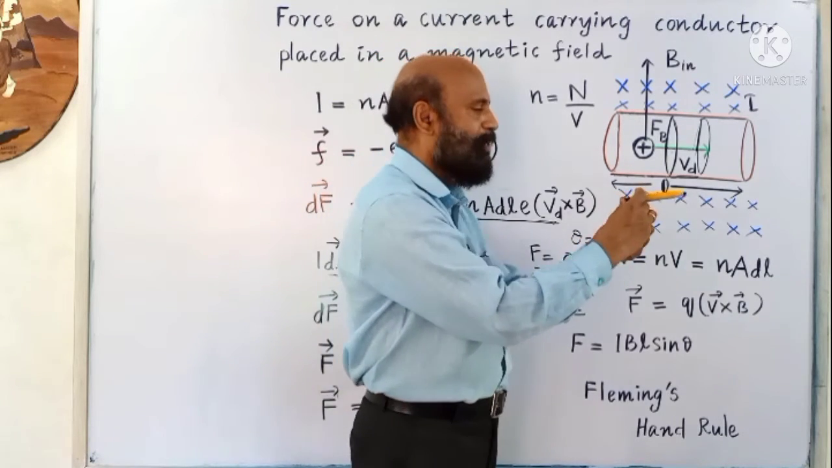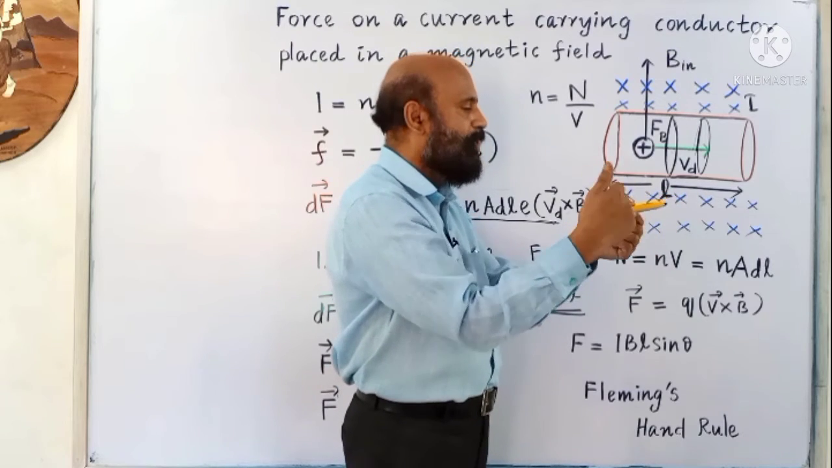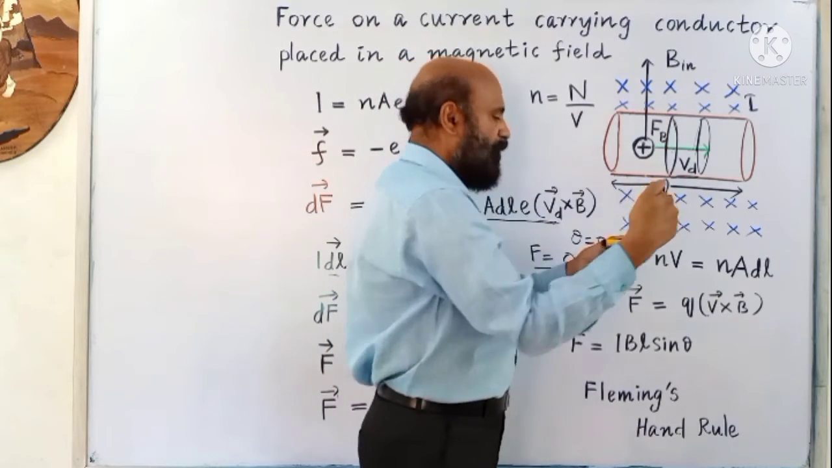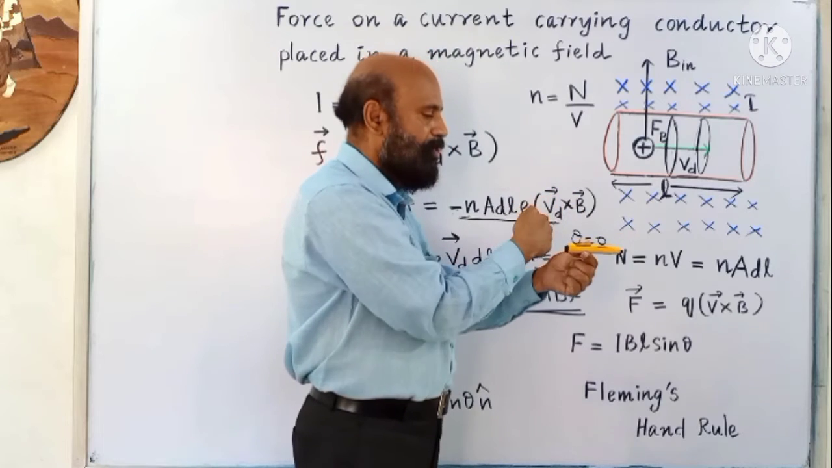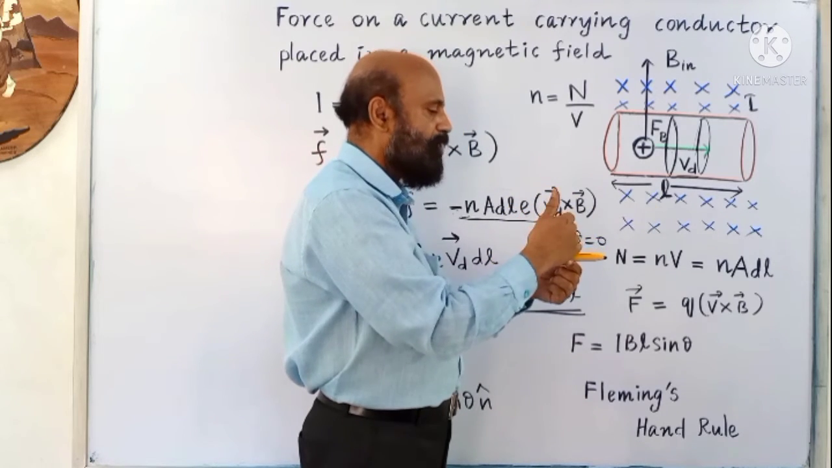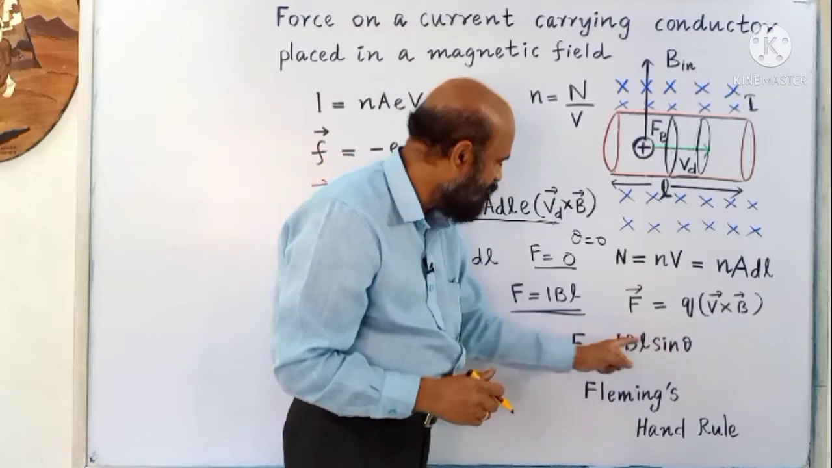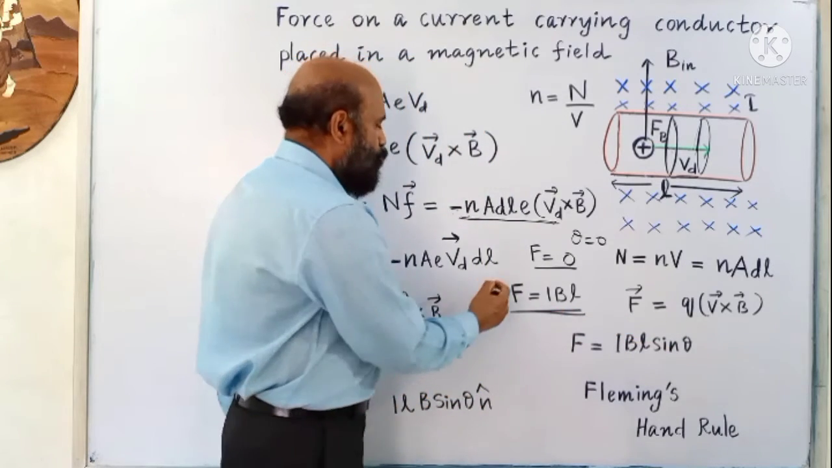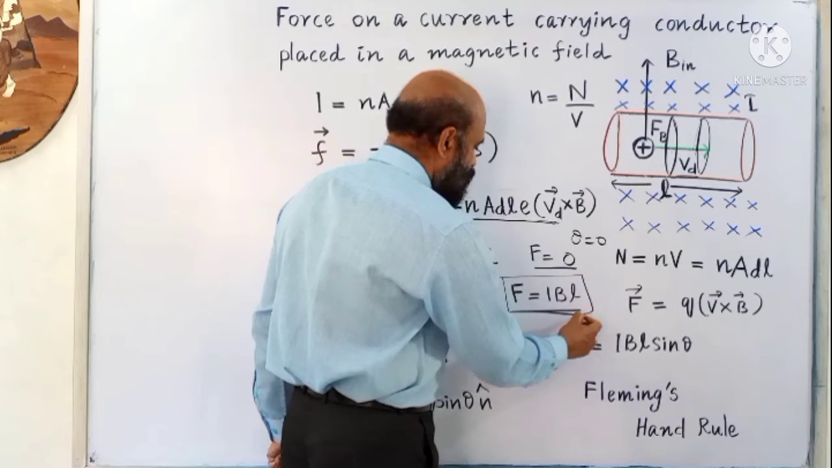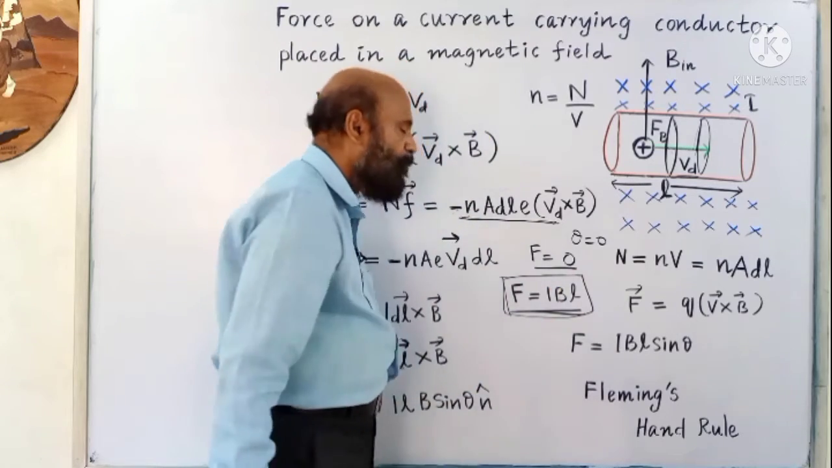Suppose the conductor is kept like this, the field is directed inward, and the current is that side. So theta is 90 degrees, sine 90 is 1. So F is equal to I B L. So the conductor will experience maximum force.